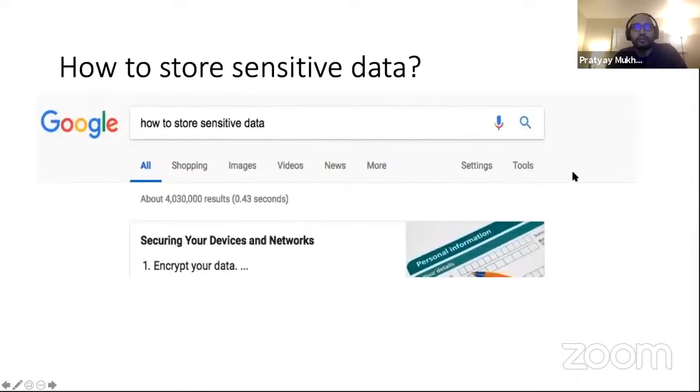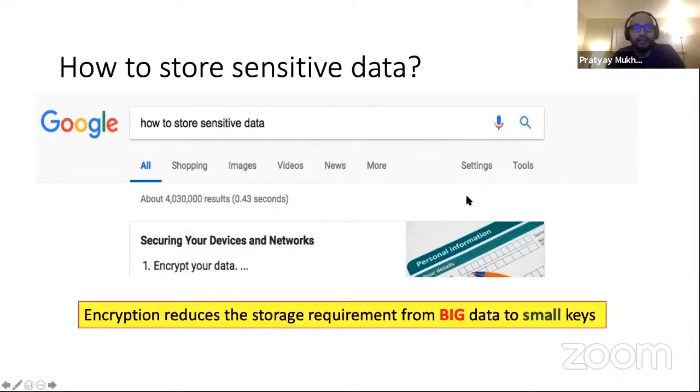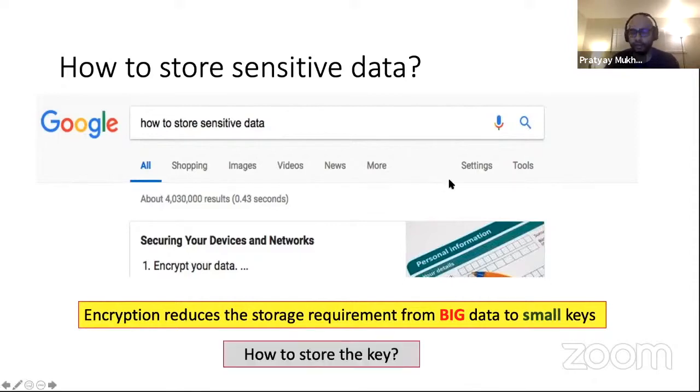So the story starts from a very basic question: how to store sensitive data. If you Google that, immediately the best answer pops up: encrypt your data, which is great. However, it's slightly more detailed. What's happening here is that it reduces the storage requirement from big data to small keys. So earlier you had a lot of data to securely store somewhere. Now you encrypted it. That's great, but now you need to store the key. So we are going to talk about how to store the key in this talk.